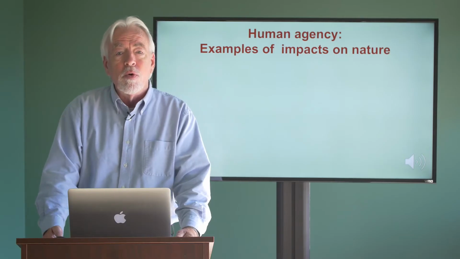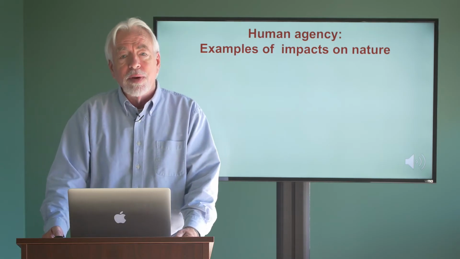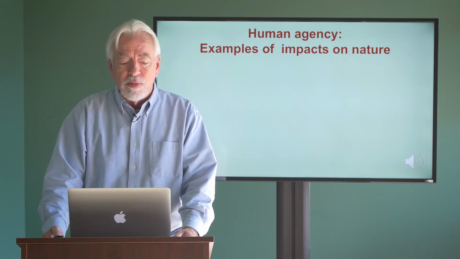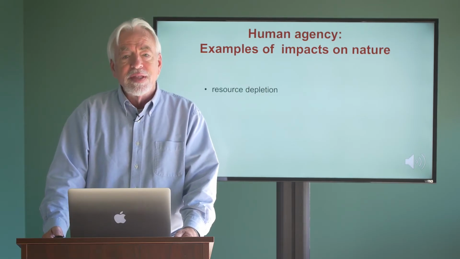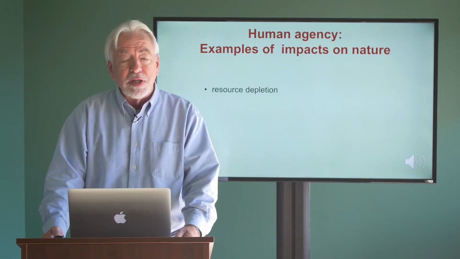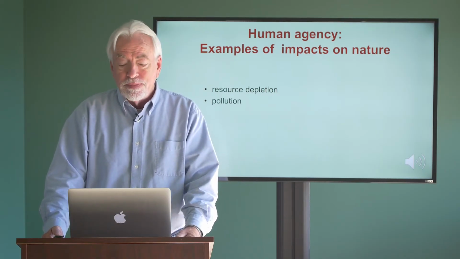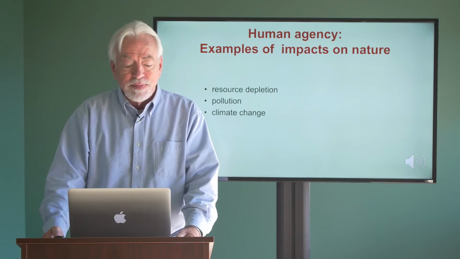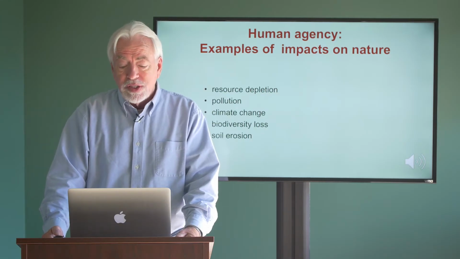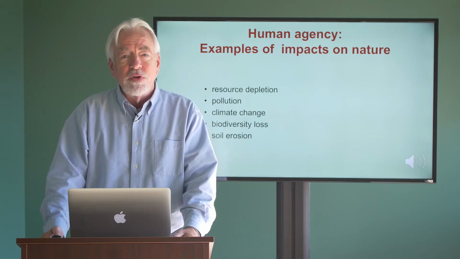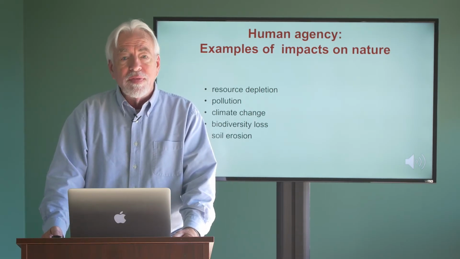Let's think a little bit more about each of those points. First, about human agency. When we think about human impacts on the environment or on nature, we often think of things like resource depletion, depletion of forests, fisheries, etc., pollution, climate change, biodiversity loss, soil erosion. All of these are negative impacts of human economic activity on the environment.